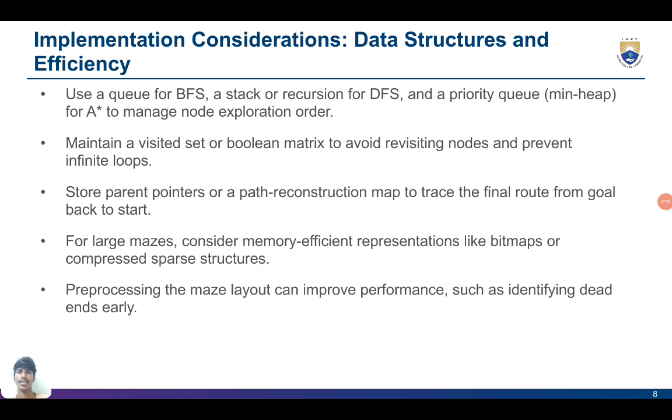Implementation considerations: data structures and efficiency. Use a queue for BFS, a stack or recursion for DFS, and a priority queue (min heap) for A star to manage node exploration order. Maintain a visited set or Boolean matrix to avoid revisiting nodes and prevent infinite loops. Store parent pointers or a path reconstruction map to trace the final route from goal back to start.